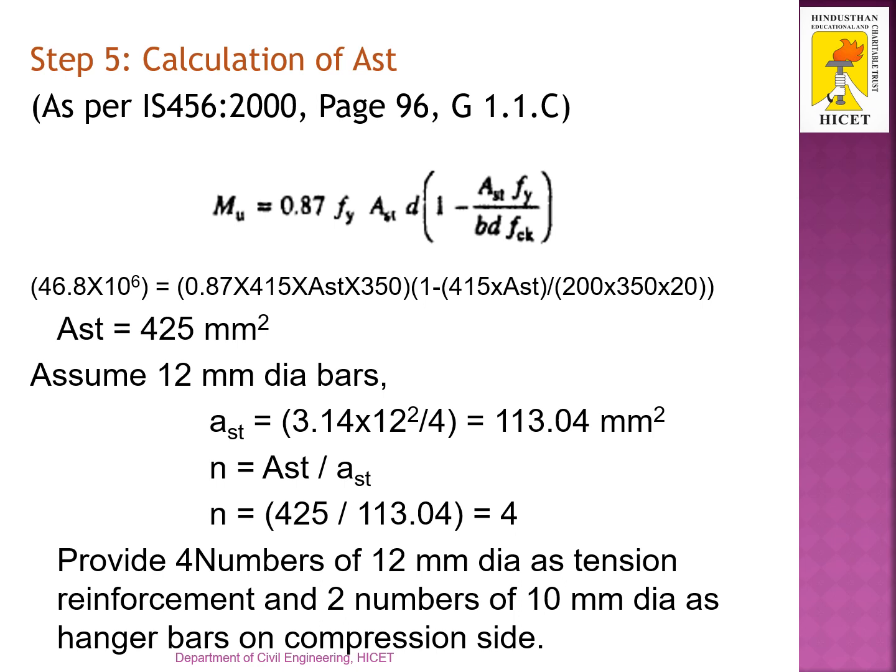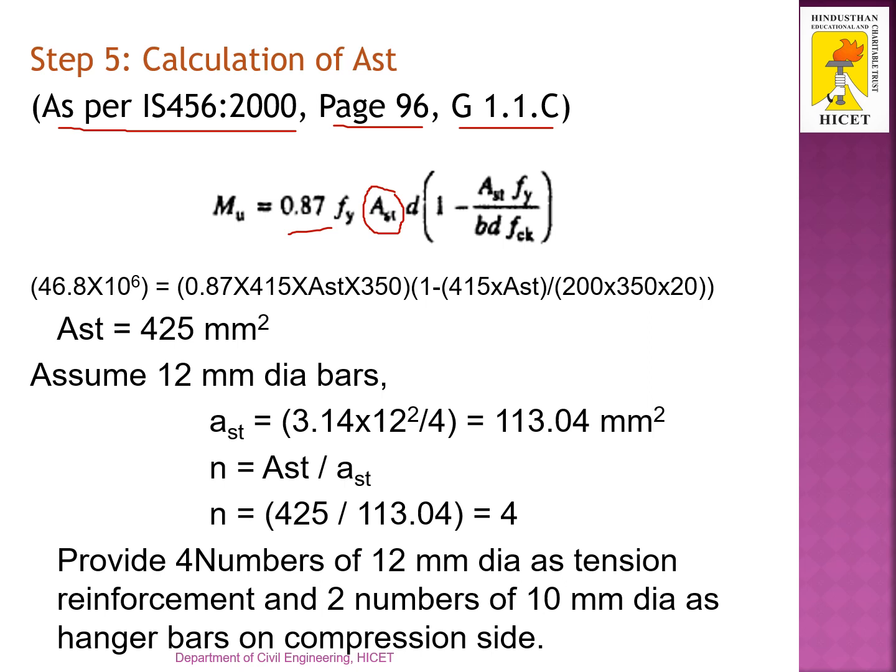Next, based on our bending moment calculation, we have to find out the required AST, that is the reinforcement details for that moment. As per IS 456-2000, page number 96, clause G-1.1-C, for the under reinforced beam section, Mu is equal to 0.87 Fy AST d into 1 minus Fy AST divided by FCK bd. By using this formula, we can find out the value of AST, area of tension steel reinforcement.